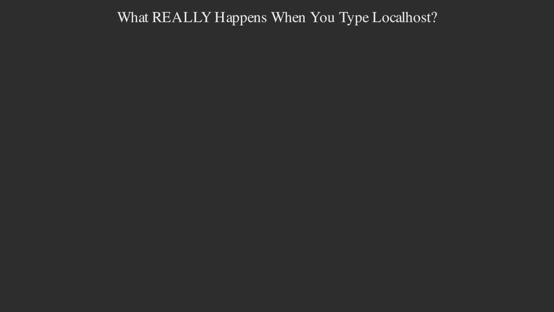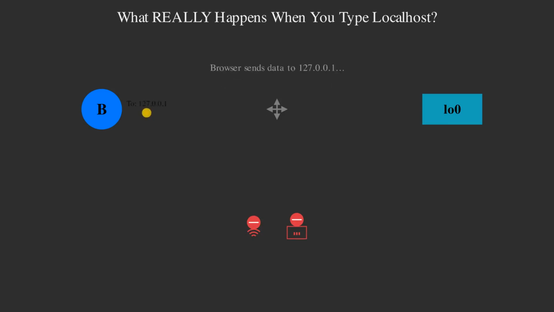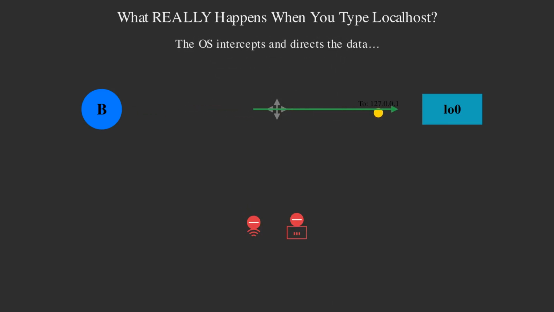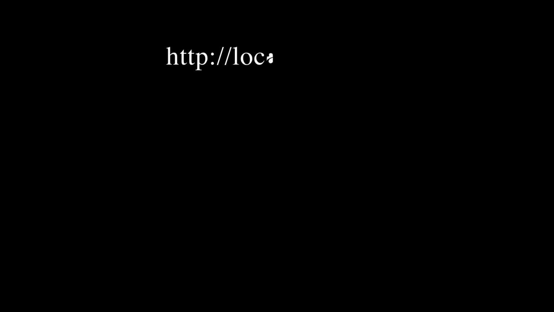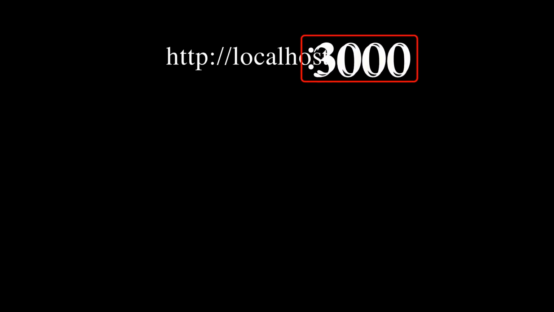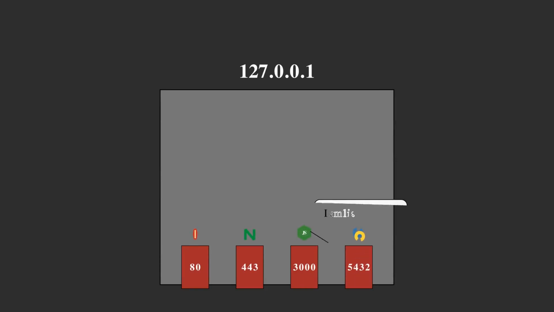When your browser wants to send data to 127.0.0.1, the OS directs that data not to your Wi-Fi or Ethernet card, but straight to this Loopback interface. That is where ports come in. When you type localhost:3000, you are saying connect to port 3000 on this machine. Your web server, like Node.js, Python Flask, Apache, or Nginx, that you started for development will have told the OS, hey, I am listening for connections on port 3000.